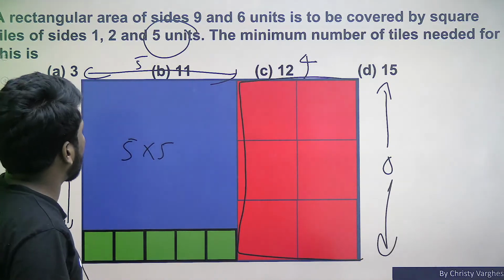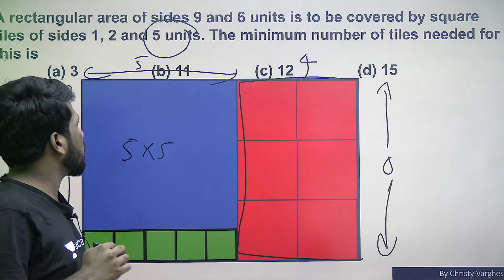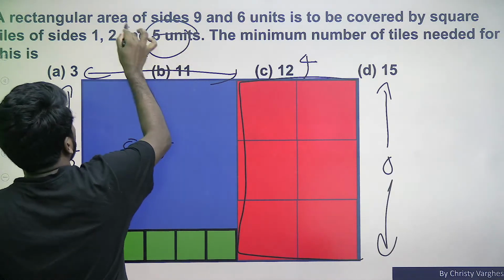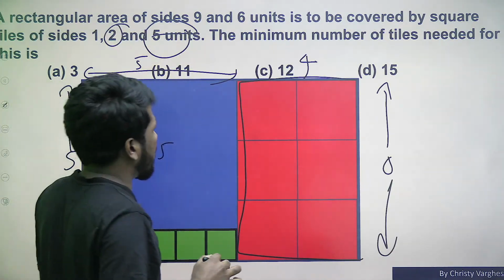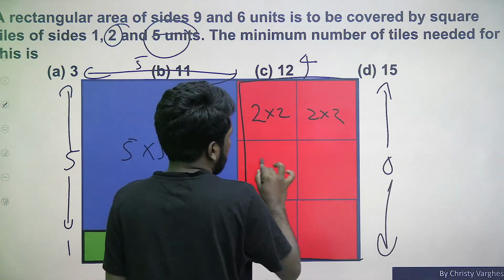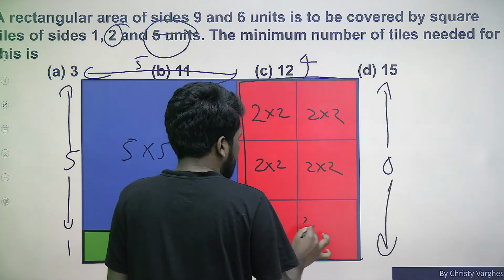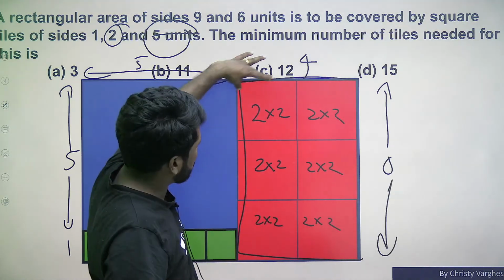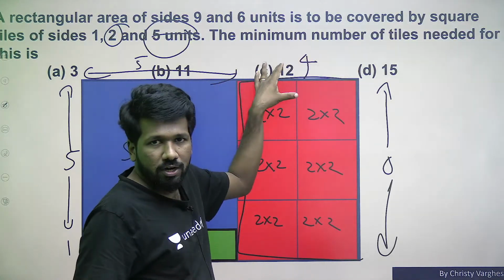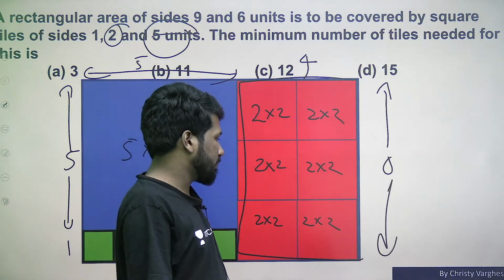4 by 6 area cover करने के लिए 5 यूनिट वाला टाइल अभी यूज नहीं कर सकता. So 2 यूनिट वाला टाइल यूज करना ही पड़ेगा. 2 यूनिट वाला टाइल कितना यूज कर सकता है? 6 टाइल्स यूज कर सकता है ना? Are you all understanding how the 6 tiles are arranged? Because 2 length, so total 4 length covered. 2 length, 6 length, 6 breadth covered.